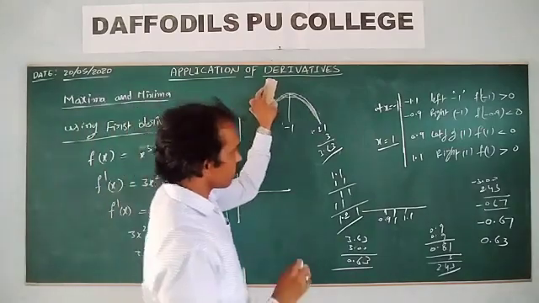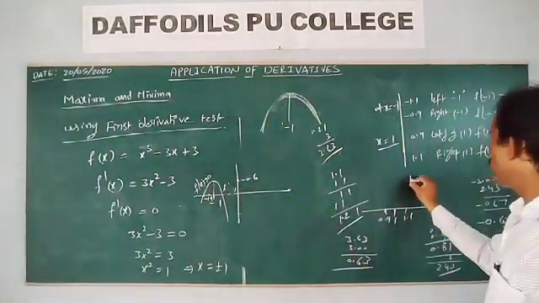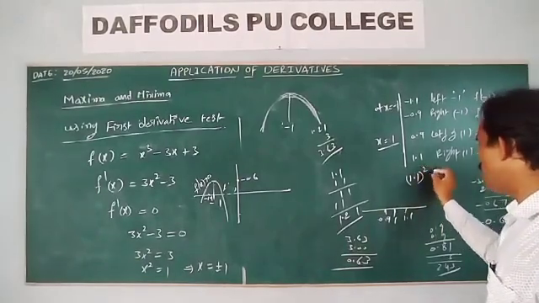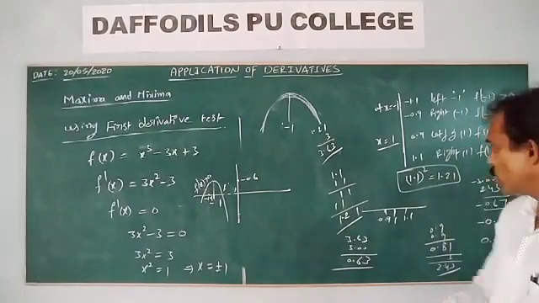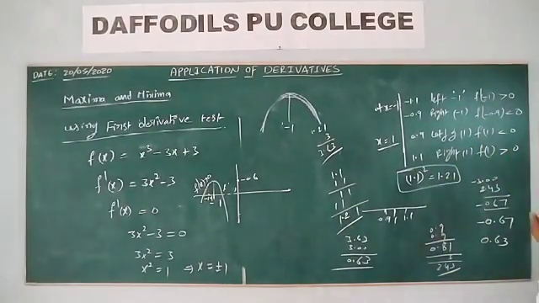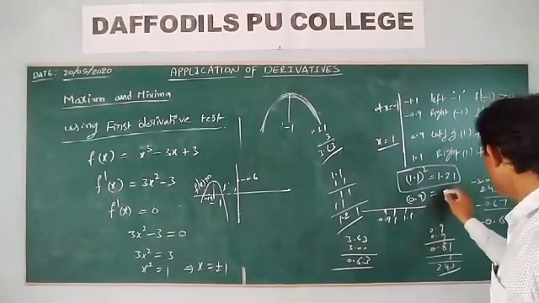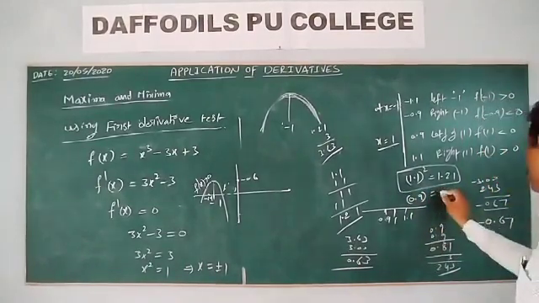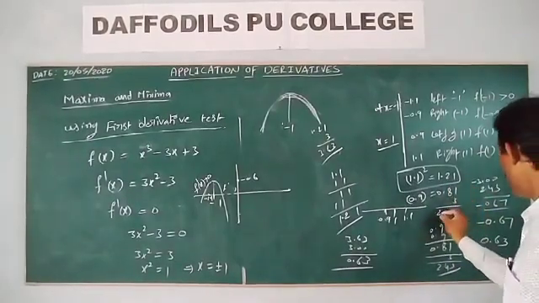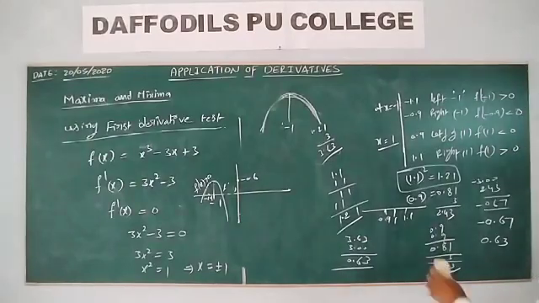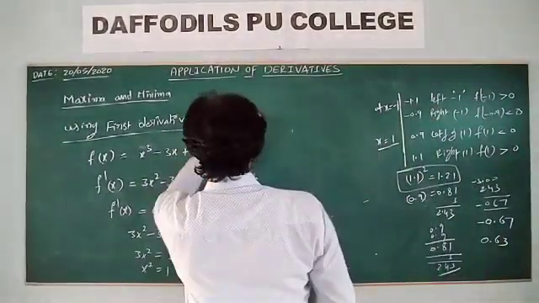Clear picture? Wait, this one. My graph. 1.1 whole square value is equal to 1.21. Clear? 1.1 whole square value 1.21, right? And next, 0.9 whole square value 0.81. Clear? 3 into this one is equal to 2.43. Okay, right? I'll explain here. Clear graph.